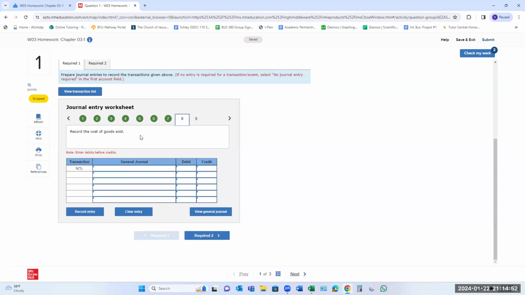Record the cost of goods sold. Let me just check. And then we record the sale on account. So do these one at a time, even though they're both for letter H. So first, we're going to record the cost of goods sold. So an amount is going to go into cost of goods sold.